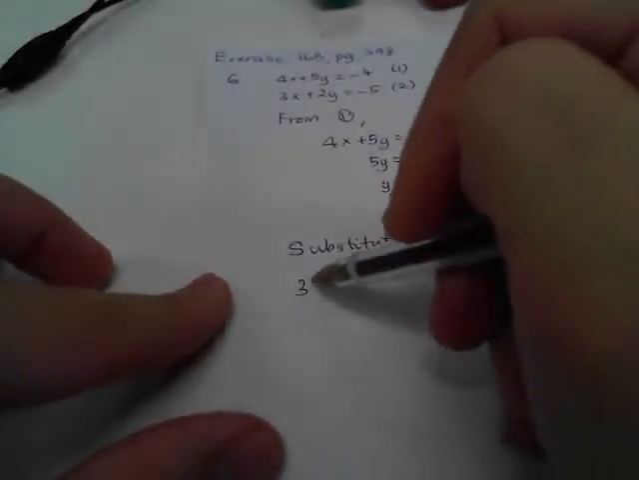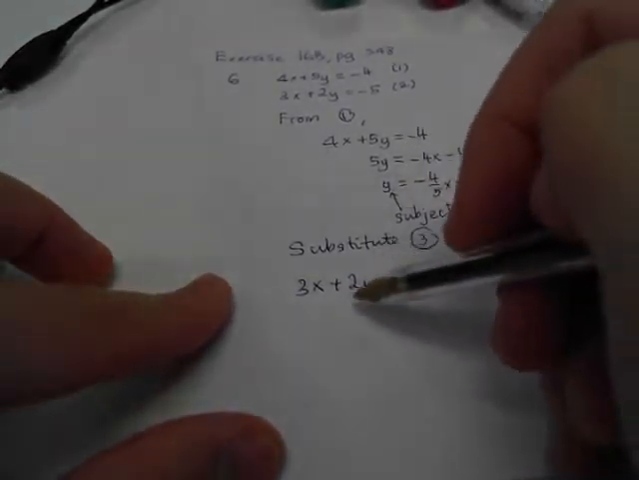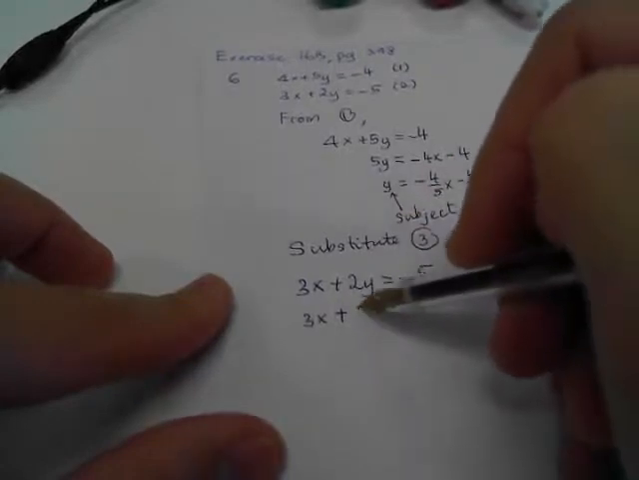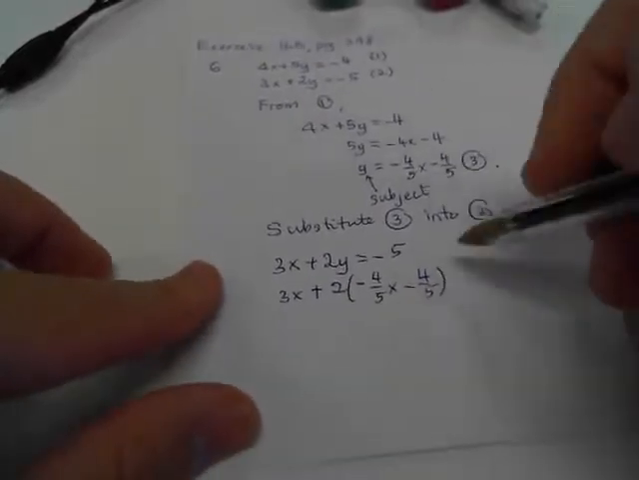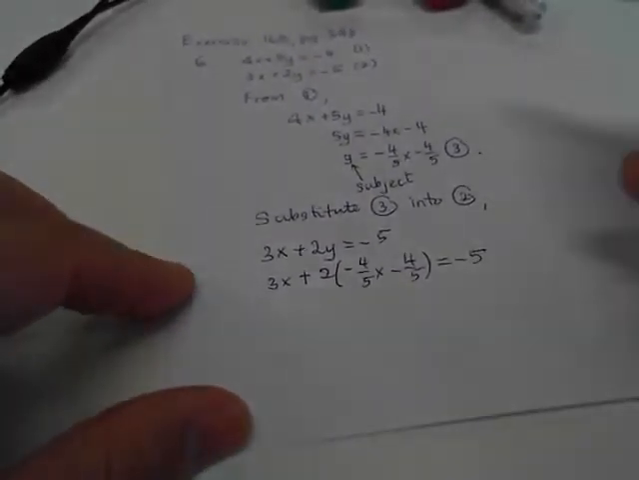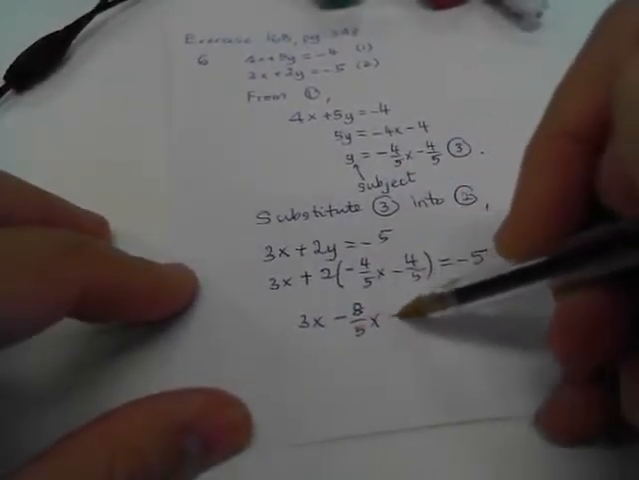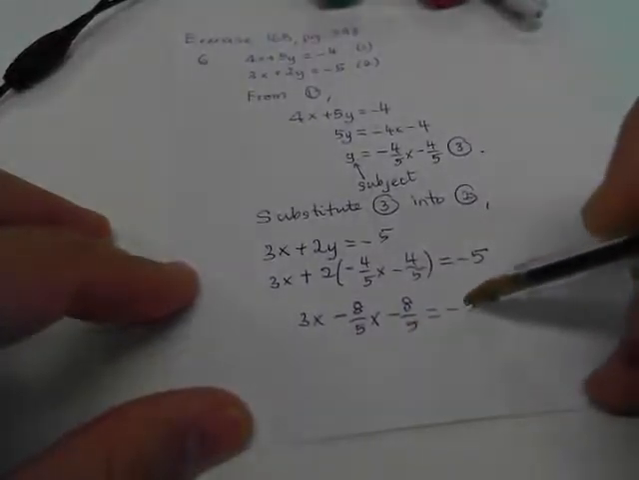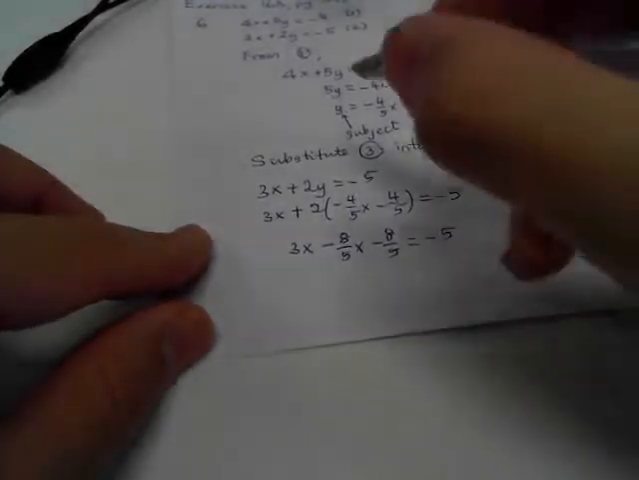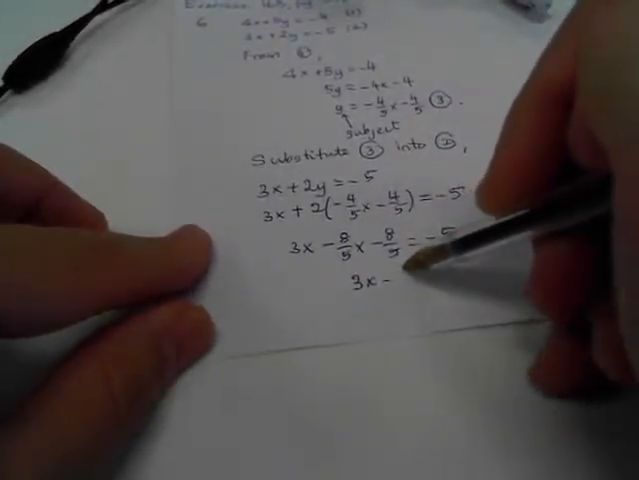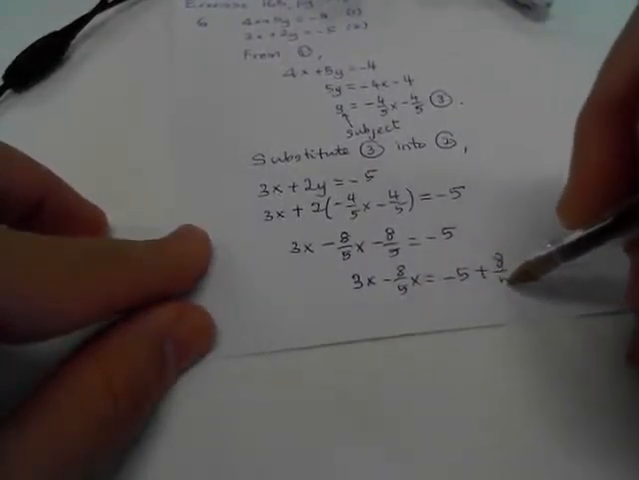Alright, so 3x plus 2y equals negative 5. And that will give you 3x plus 2 multiplied by minus 4 over 5x minus 4 over 5 equals negative 5. Okay, and in this case, we just have to expand. 3x minus 8 over 5x minus 8 over 5 equals negative 5. And here, we can bring the minus 8 over 5 to the right hand side, and that will become minus 5 plus 8 out of 5.